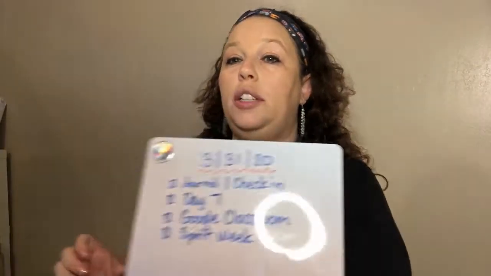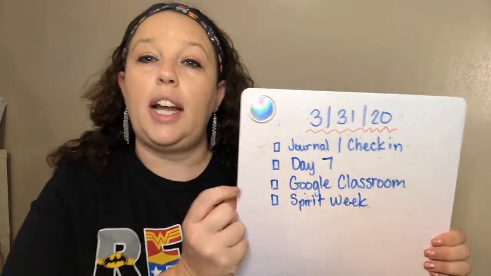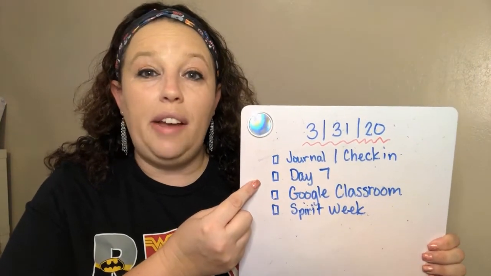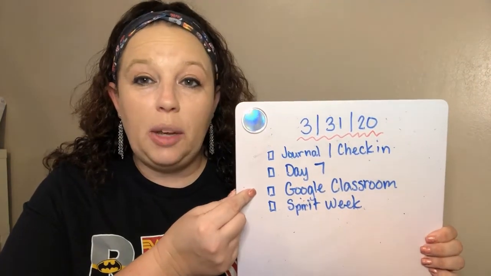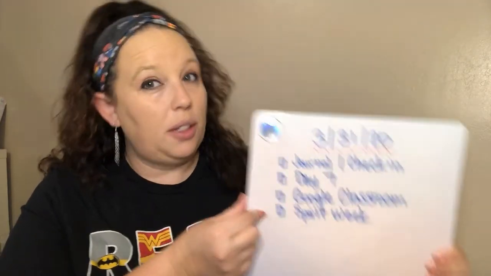Good morning. It is Tuesday, March 31st, 2020. It's the last day of March. Today we are going to look at our journals and do our check-in. We're going to look at day 7 of our packet. We're going to take a look at what's going on in Google Classroom, and we're going to talk about Spirit Week. So let's get started.